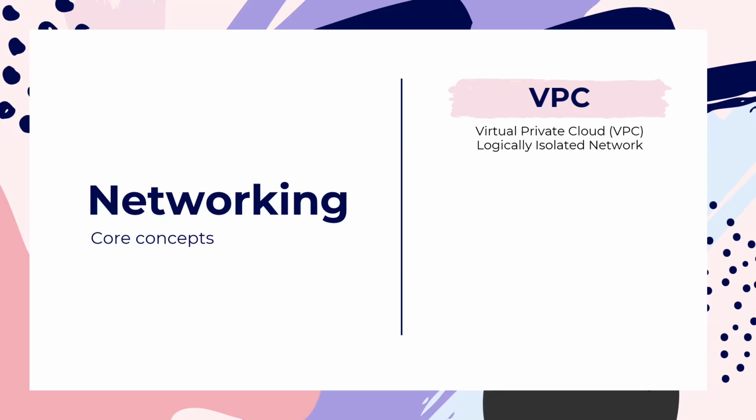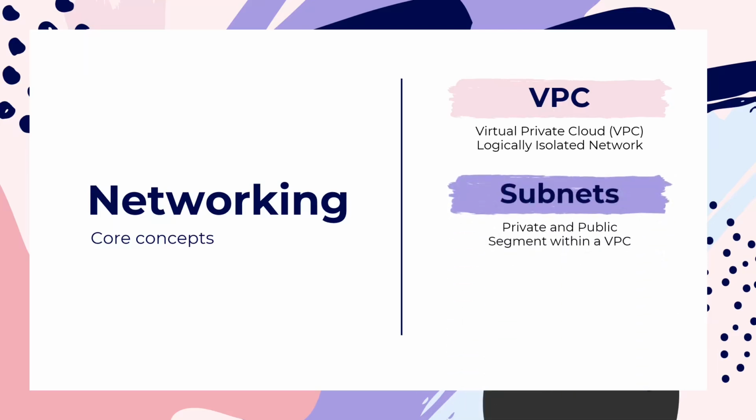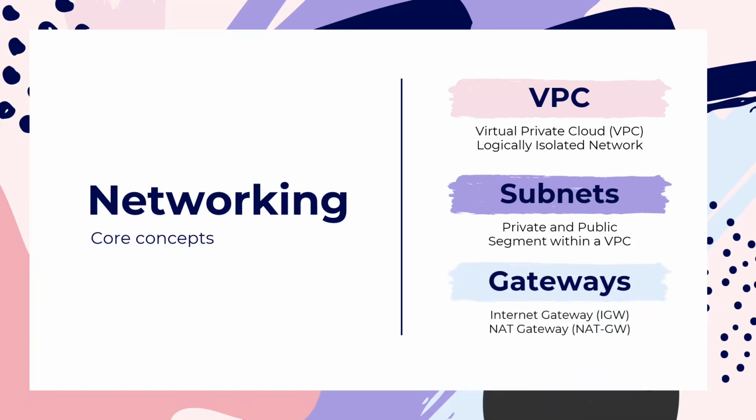Now, within the VPC, you have subnets. These are logical divisions within your network. The key reason to use subnets is to separate resources based on their function and exposure. Finally, we have gateways, which are the key to external communication with the internet. We are only going to focus on two, which are Internet Gateway and NAT Gateway.